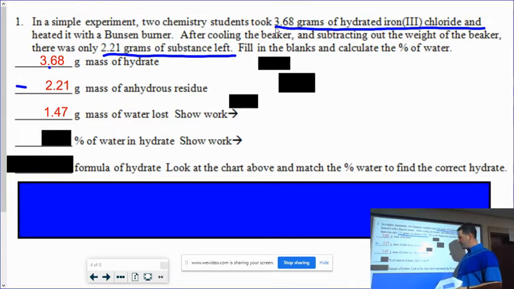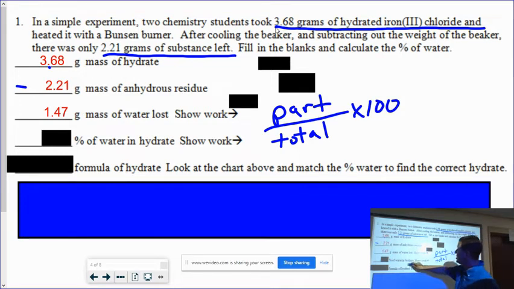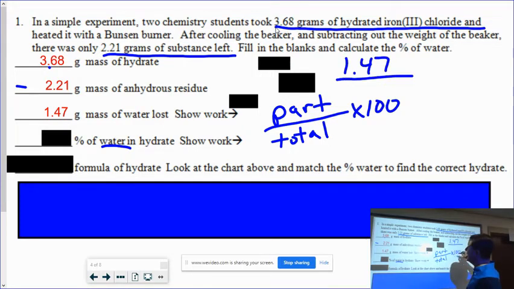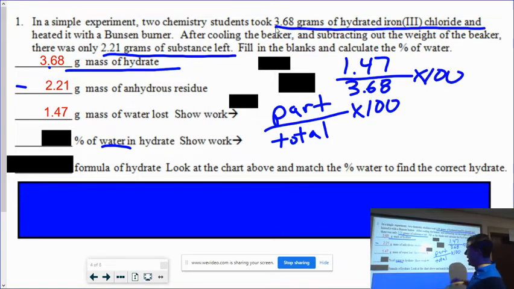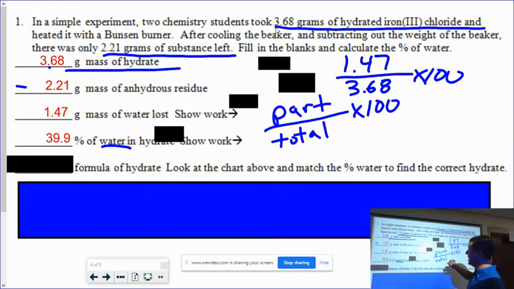What's the percent water in the hydrate? Well, the part that you want to know about, divided by everything, or the total, times 100 gets you your percent. So the part we want to know about is water, so I better put the grams of water on top. What's everything? Well, this is everything. It's the compound with the water. So 1.47 over 3.68 times 100. And if you do that math correctly, you get 39.9%. Again, we can only have 3 sig figs because there's a 3 sig fig number on top and a 3 sig fig number on the bottom.